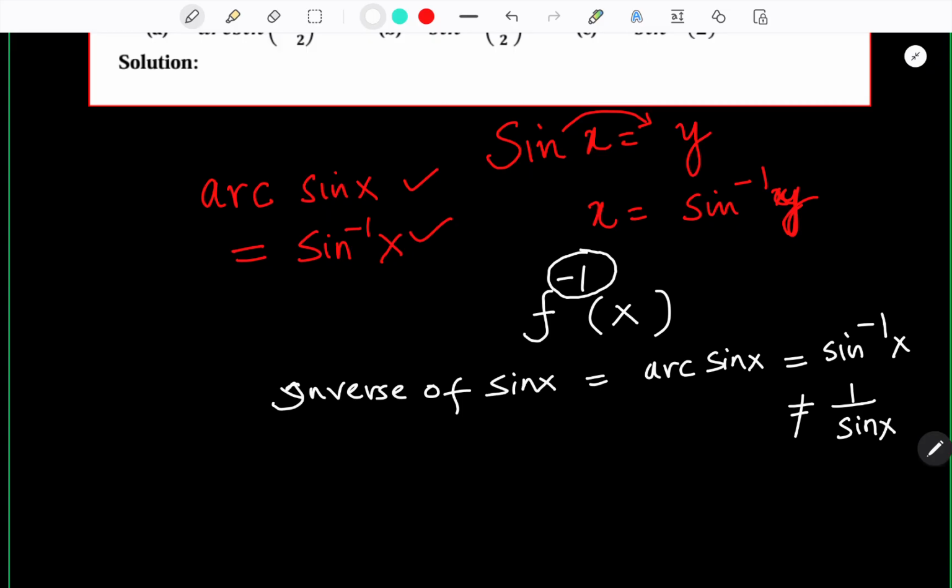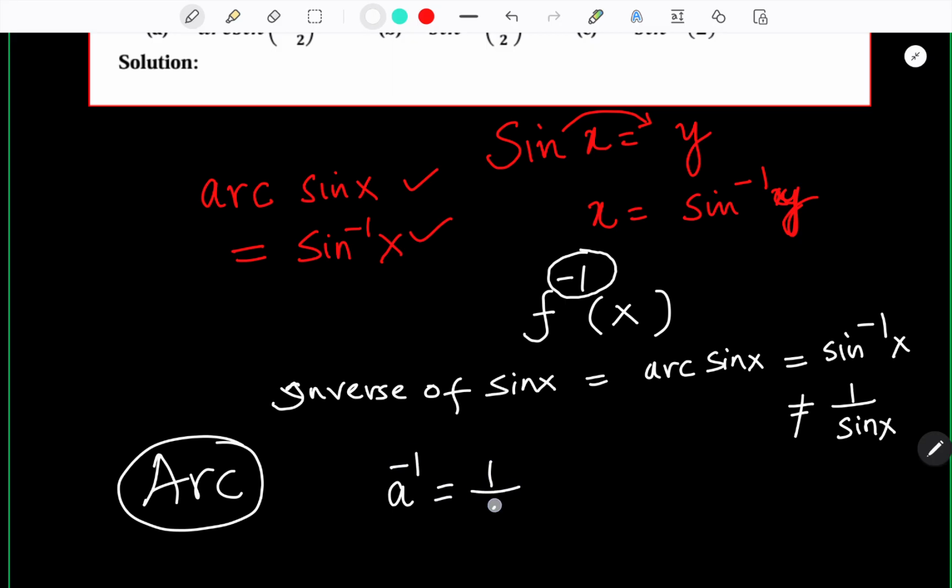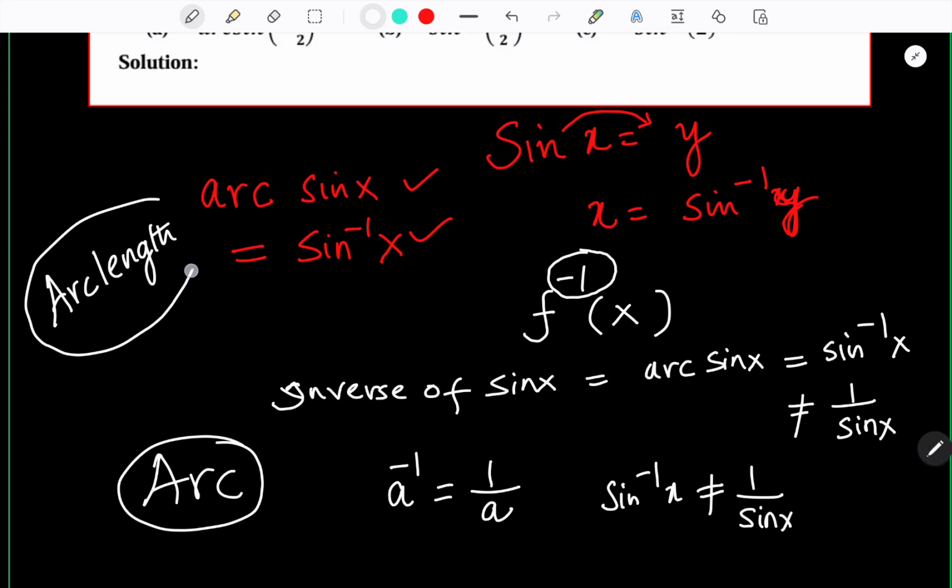So why is the word arc used? A-R-C, arc. The notation arc sine x is more explicit and helps avoid confusion. In algebra, a to the power minus 1 is equal to 1 by a. Whereas sine inverse x, as I just told you, is not equal to 1 by sine x. The word arc comes from the idea of measuring angles on a unit circle, which means arc length. You'll be studying arc length in calculus 2 or calculus 3.